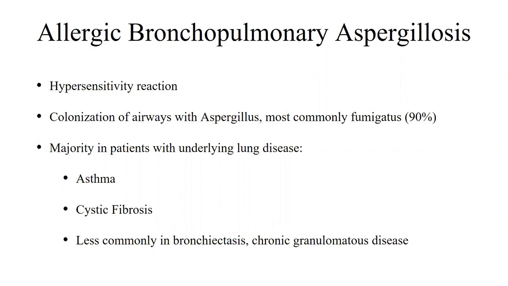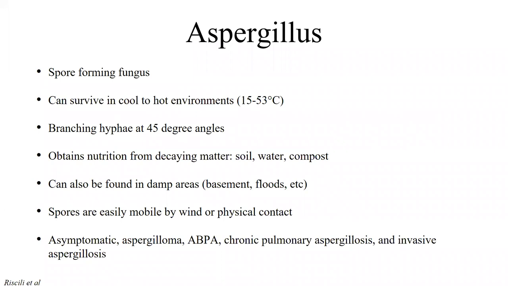So moving on to the next slide, just a few points about Aspergillus in general. It's a spore-forming fungus that survives in cool to hot environments, 15 to 53 degrees Celsius. It has branching at 45 degree angles. It obtains its nutrition from decaying matter, soil, water, and compost. It can also be found in damp areas. You may hear of patients who have floods in their basement and they have fungal growth. I actually just saw a patient in clinic 3 weeks ago who had flooding in their kitchen, and when they had the testing done, there were 5 species of Aspergillus in the ground and in the air. Spores are easily mobilized by wind or physical contact.